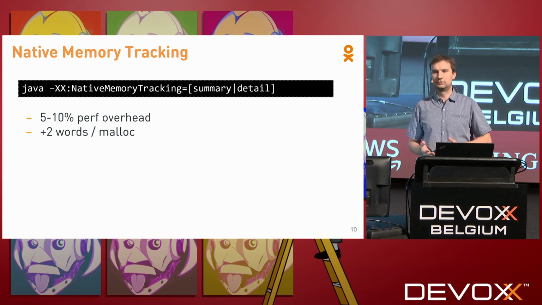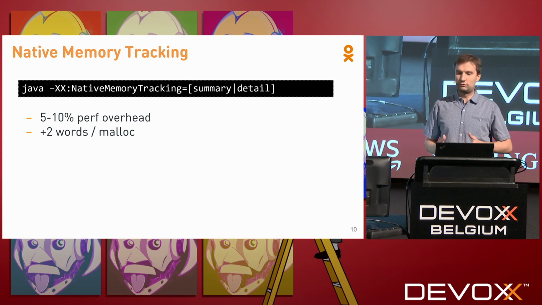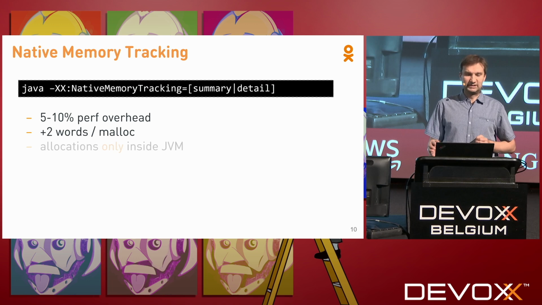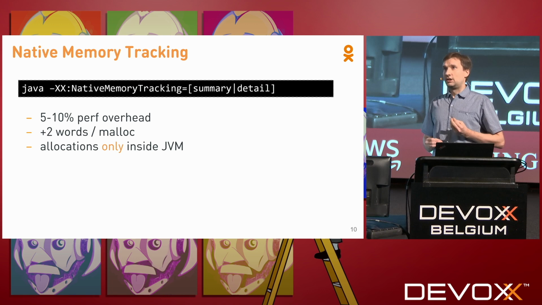Even according to the documentation, the runtime overhead of this feature can be as large as 5 to 10%. Furthermore, for every allocated block of native memory, NMT uses 2 additional machine words. It's important to notice, though, that native memory tracking watches only memory allocated by the JVM. And if you load, for example, a third-party JNI library, the memory allocated by this library won't be tracked by native memory tracking.